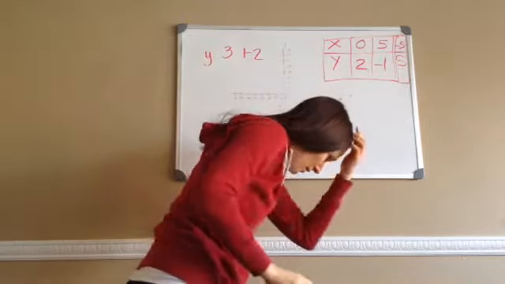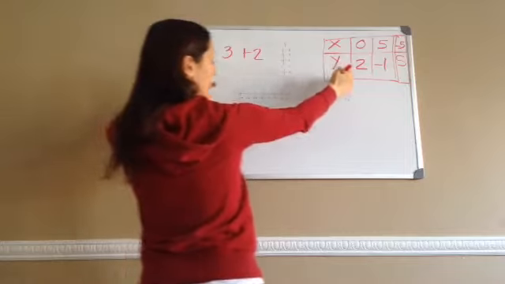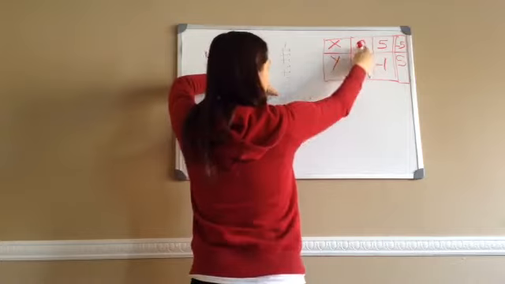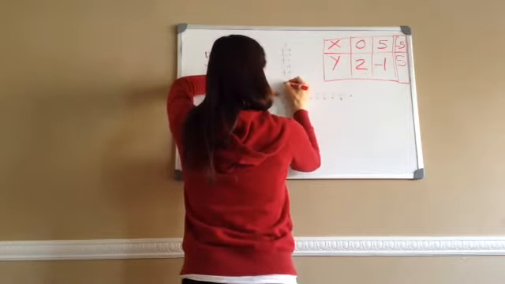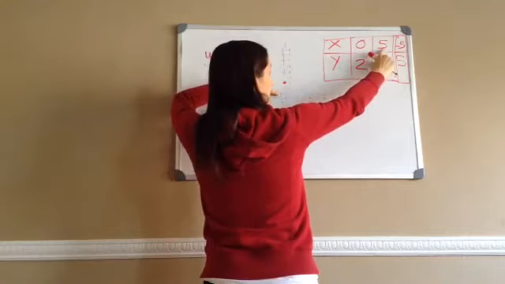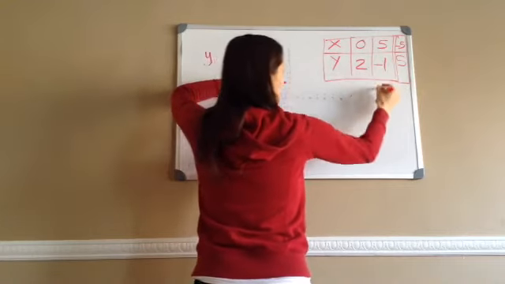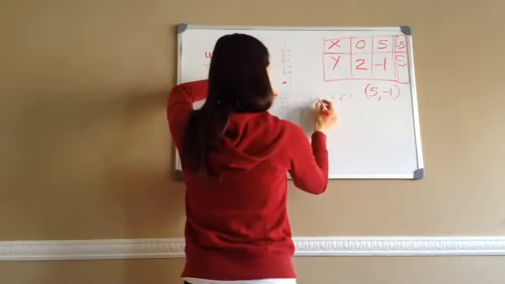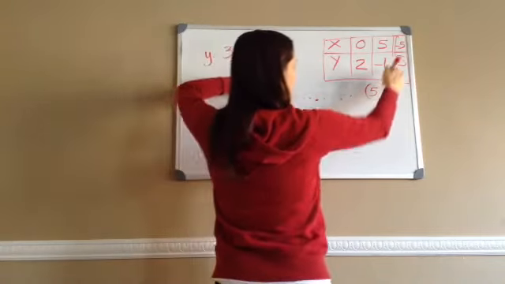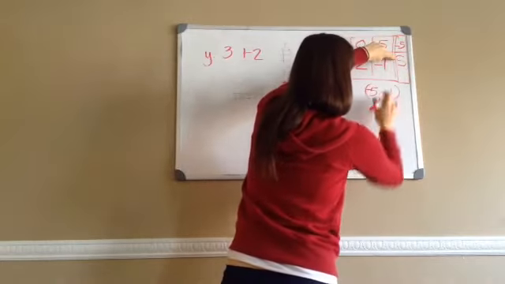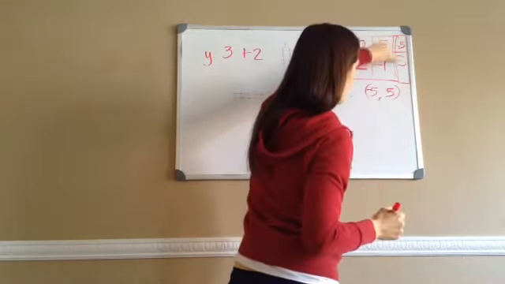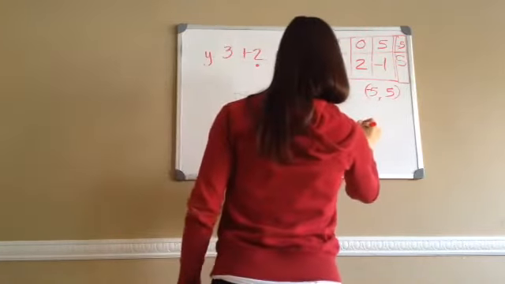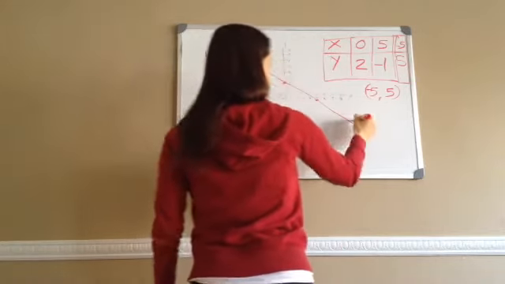Okay? Now, let's graph this. If x is 0, meaning I'm not going left or right, then y is 2. 1, 2. I graphed it. If x is 5, then y is negative 1. So that would look like 5, negative 1 in the coordinate system. 1, 2, 3, 4, 5, negative 1. And if x is negative 5, then y is 5. Negative 5, 5. Okay, still, you're able to see that we can graph it.